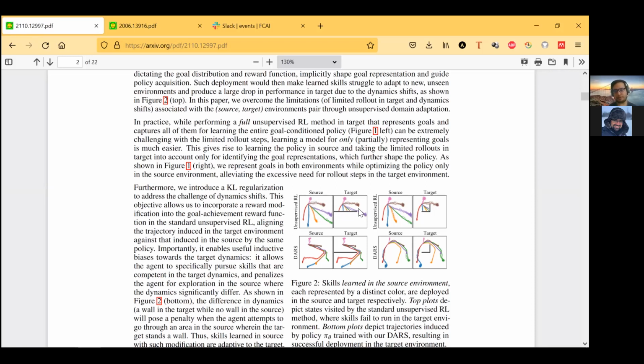And so you can see that with their method, just sampling a few trajectories from the target, but then training on the source, you can try to avoid this region of the state space where you have large differences between the dynamics of the source and the target. And so you learn skills that work well also in the target environment.